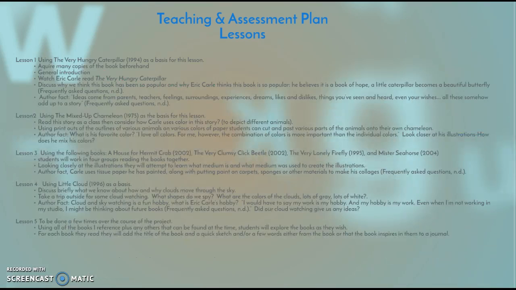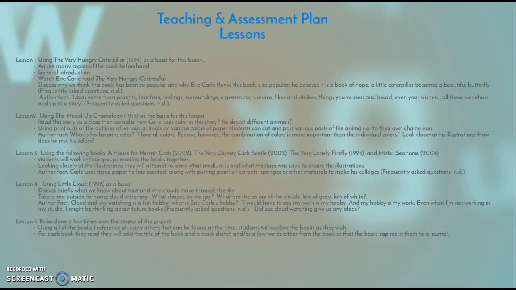So for the lessons, we're going to do some individually and some as a group. For the first, we're going to see how many books of The Very Hungry Caterpillar we can get into the classroom, maybe ones students can bring in from home or from other libraries. And then watch Eric Carle read The Very Hungry Caterpillar, to put a person to the book. And then start in with our author facts to get an idea of where Eric Carle gets his ideas and how he makes his creations.